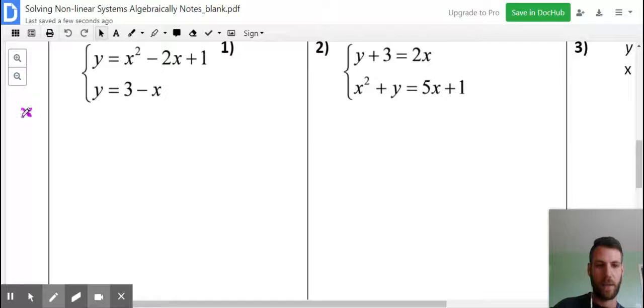So I'm going to write my first equation on the left side of the equal sign, and my second equation on the right side of the equal sign.